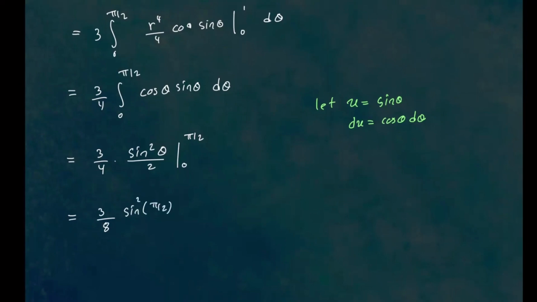Sine of pi over 2, we know that's going to be 1 minus 0. When you plug in sine of 0, that's going to be 0. So this will simply just give us 3 over 8. So our x bar for the center of mass is 3 over 8.